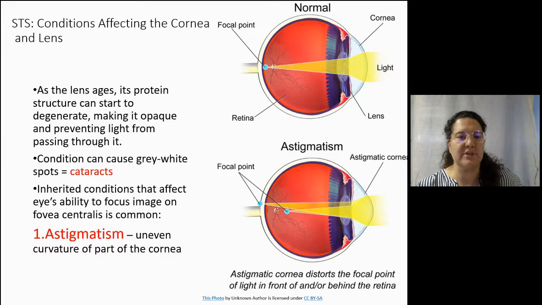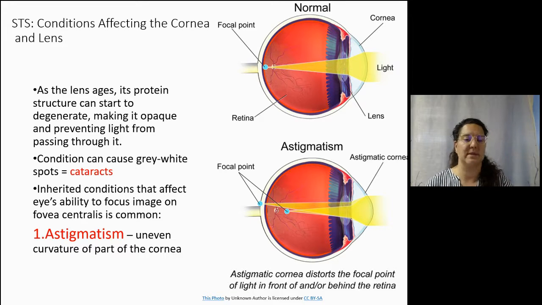So looking at some conditions that can affect the cornea and the lens. One of them is known as cataracts. As the lens starts to age, its protein structure can degenerate, making it opaque. This is like a frosted block, and it makes it more difficult for light to pass through. One of the ways they correct cataracts is through a lens transplant. They'll take your lens out and put a new lens into your eye.